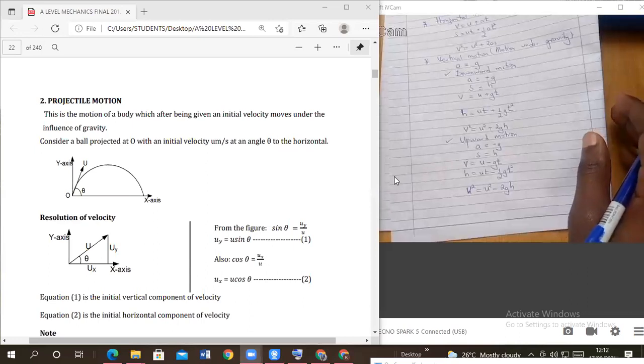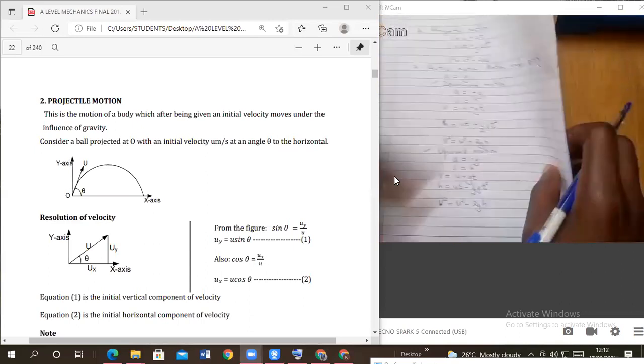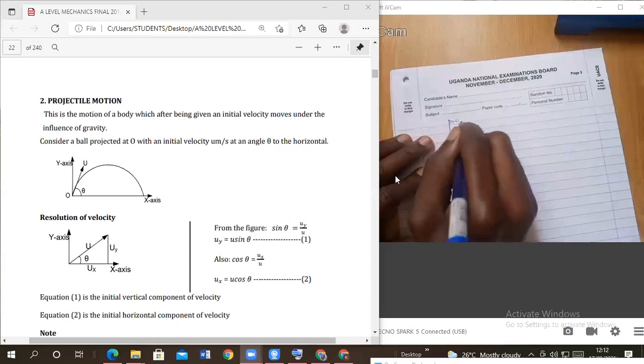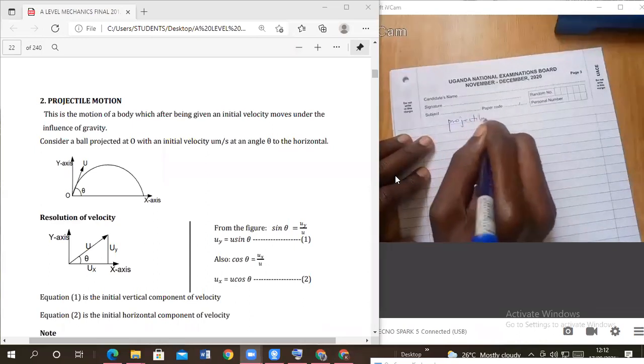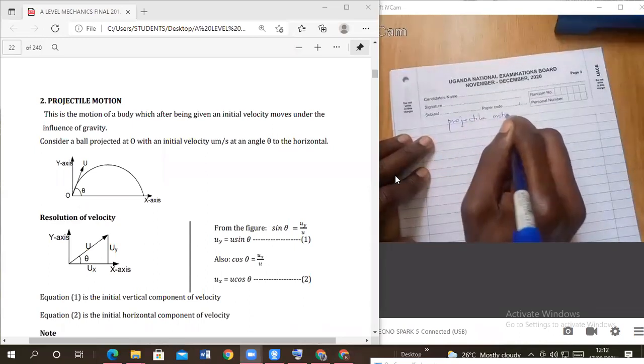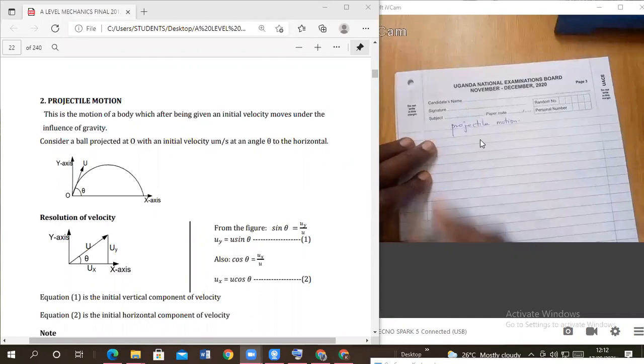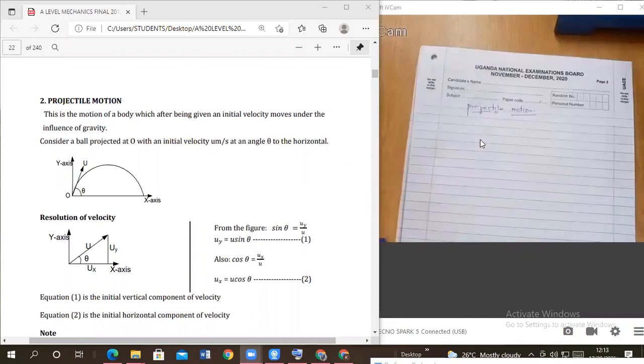So let's look at another aspect of motion, which is projectile motion. Subheading, projectile motion.